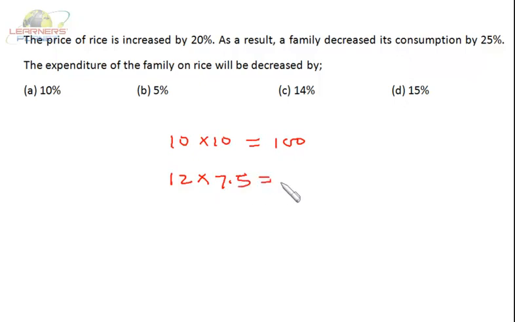So 12 into 7.5 is the new budget. That must be rupees 90. So initially the budget was 100, now the budget is 90. That means there is a 10% downfall on the budget, or you can say on the expenditure on rice. So this will be the correct choice.